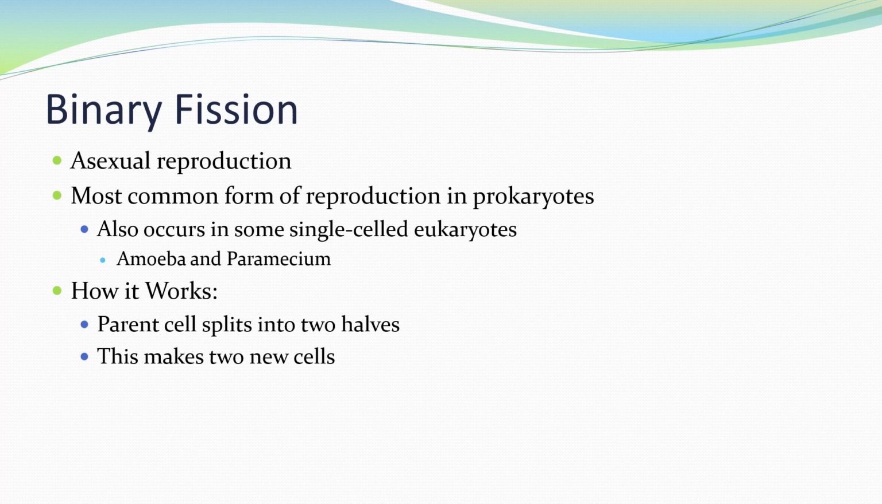So this is the most common form of reproduction in prokaryotes. It's also going to occur in single-celled eukaryotes as well as some multicellular eukaryotes, but that's not what we talk about in this class. So how this works is a single parent is going to make a copy of itself into its offspring. So the parent cell is essentially going to split into two halves to make a new cell.